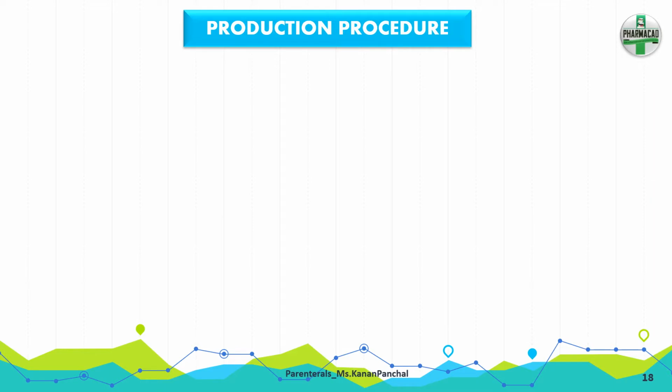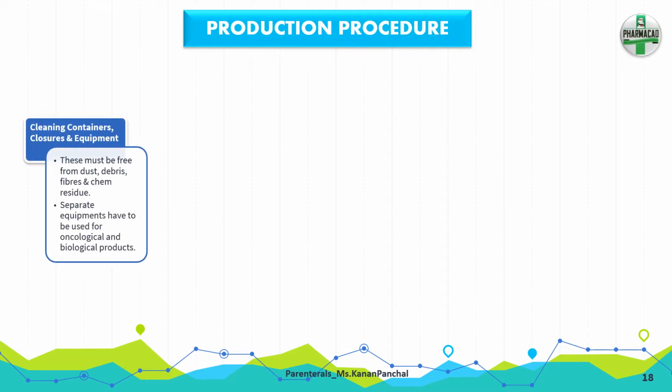So beginning with production procedure, the first step is cleaning. Cleaning of containers, closures and equipments. So usually the containers used for packaging are brought in a company from some other place. Okay, so before you fill your product in them, they have to be clean. So your equipments and the packaging system must be free from dust, debris or any chemical residue.